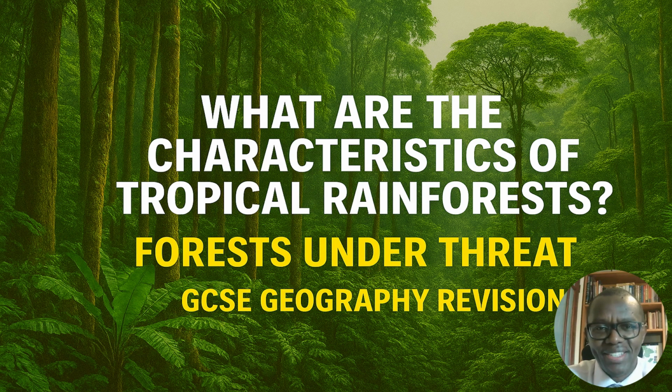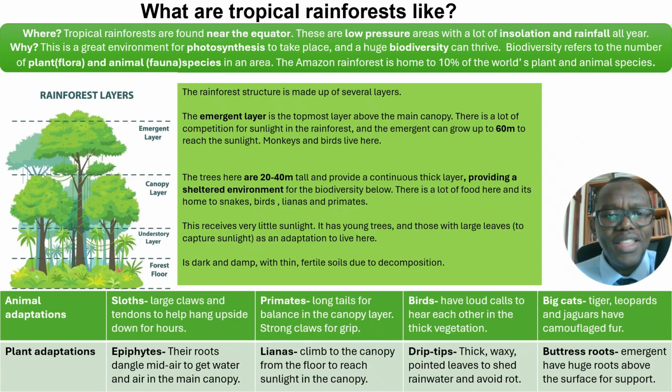Okay, let's get started. So what are the tropical rainforests like? The first thing we'll talk about is where we find them, and they are found near the equator. Now, the equator is a low pressure area with a lot of insolation and rainfall all year round. And this is a very good environment for photosynthesis to take place and also for a huge biodiversity to thrive.